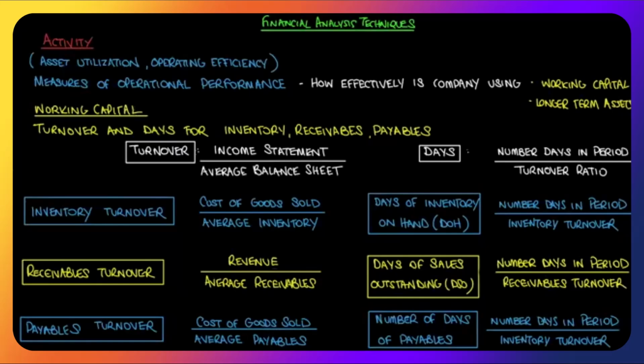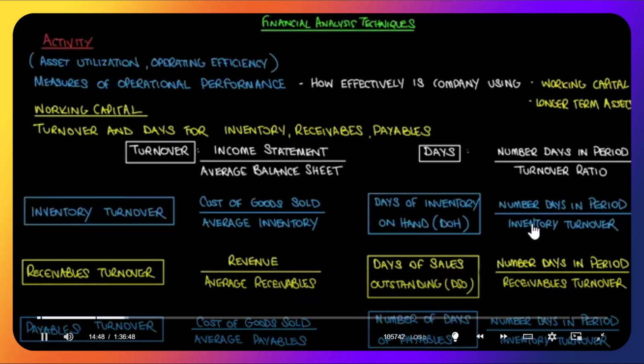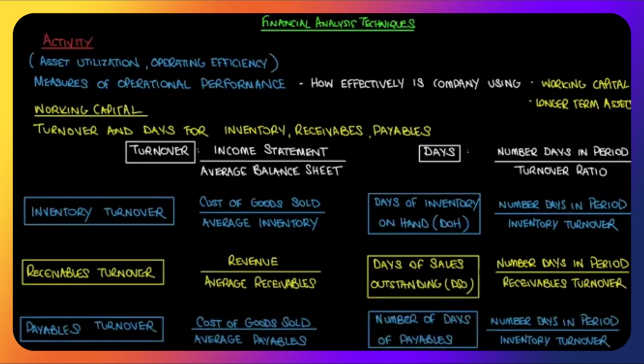Let's get into the categories of ratios. First one then, in some detail, activity. What does it measure? We said efficiency. It's asset utilization and how efficiently we are using those assets to run our operations. It's a measure of operational performance. We can break it down into the use of working capital and longer term assets, and both.